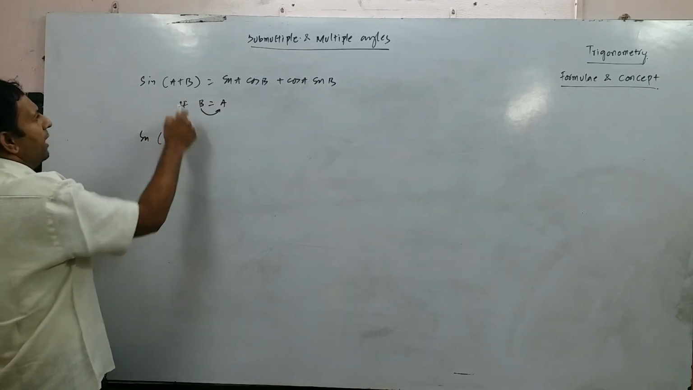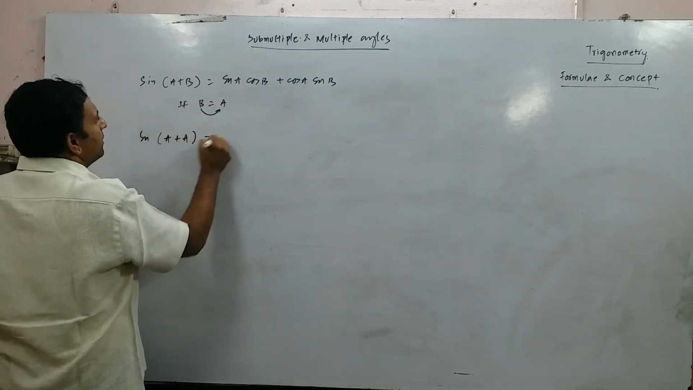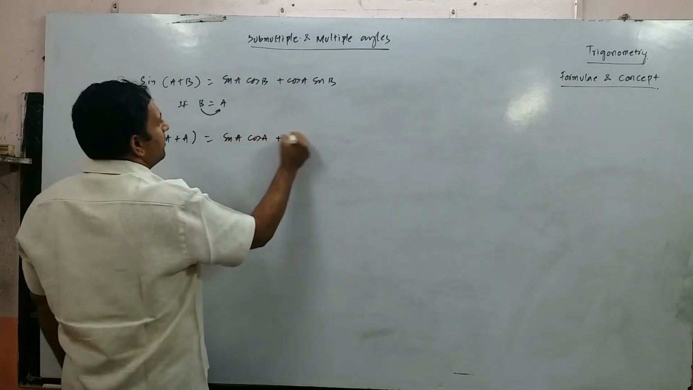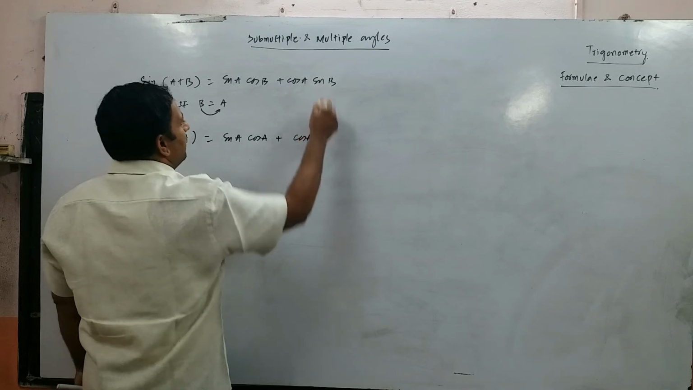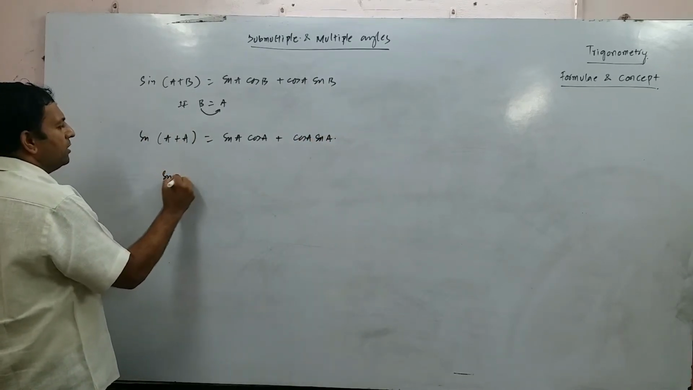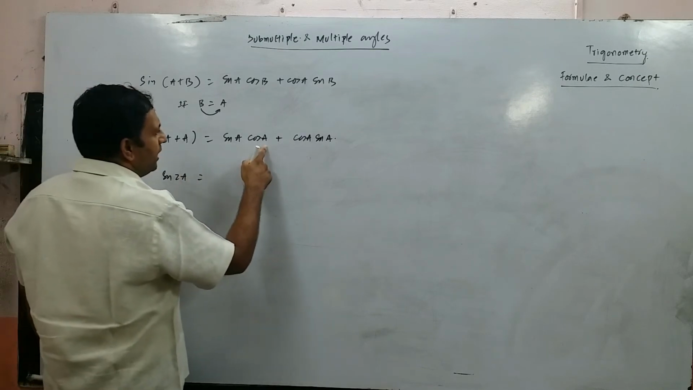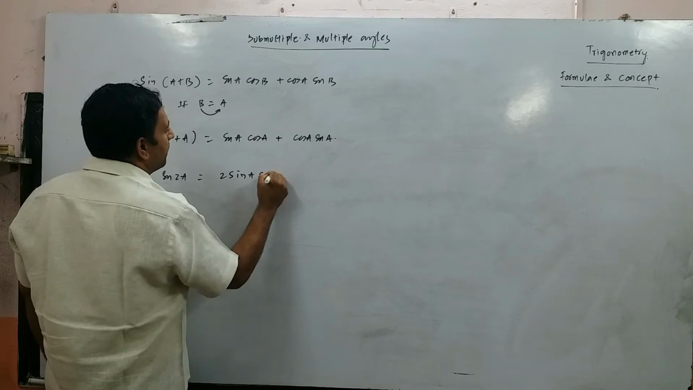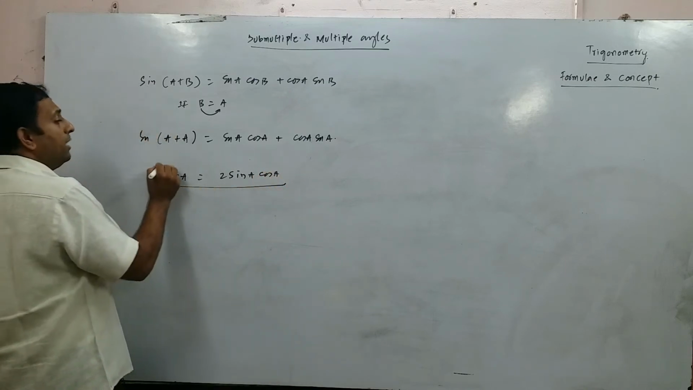It will become sin of a, and instead of b you have a: sin a cos a plus cos a sin a. So sin of a plus a is sin 2a, which is equal to sin a cos a plus sin a cos a, that is 2 times sin a cos a. All right. So this becomes a multiple angle formula.